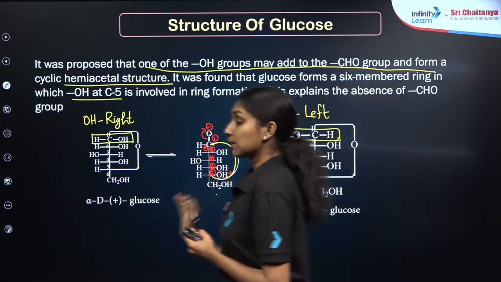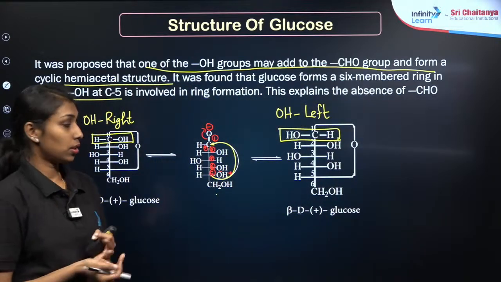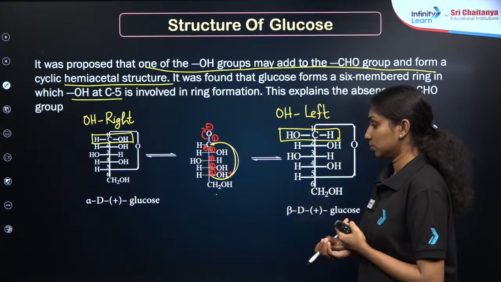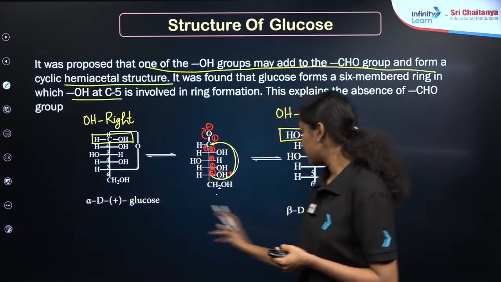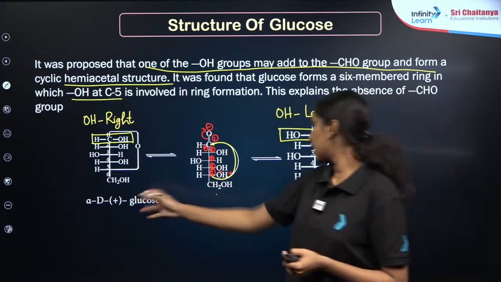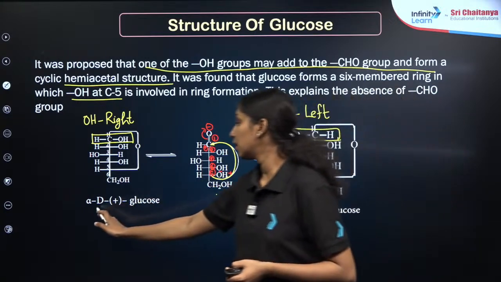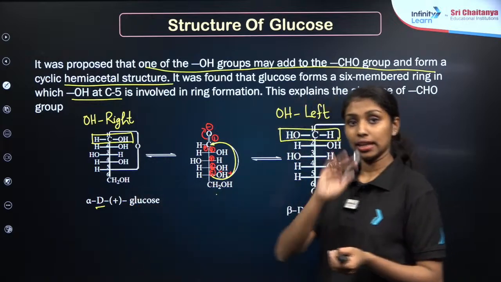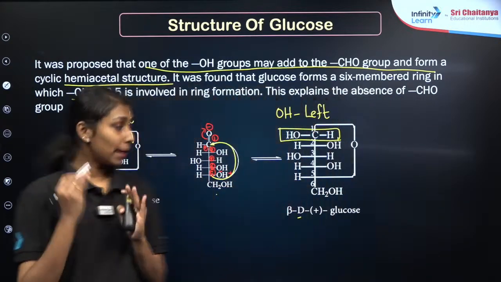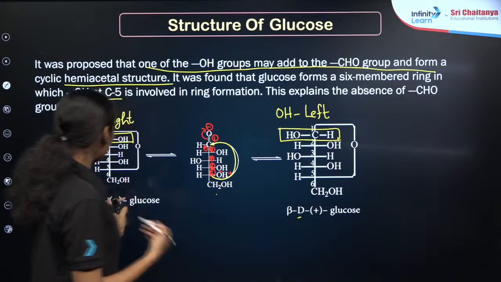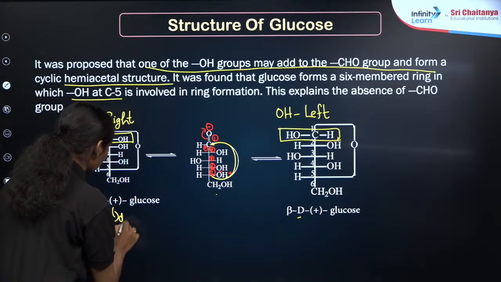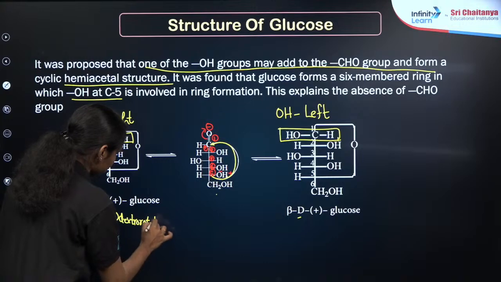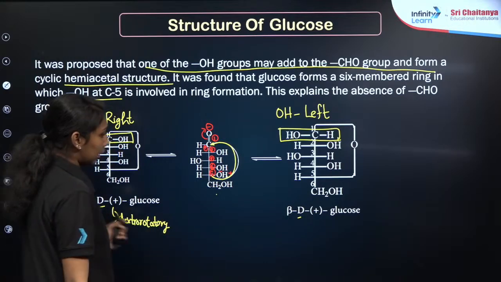From this we are introducing the cyclic structure of glucose. Here alpha and beta stand for the anomers, D stands for the similarity with D-glyceraldehyde, and plus stands for dextrorotatory, which has the ability to rotate the plane polarized light to the right side, plus or clockwise or dextrorotatory. Clear?